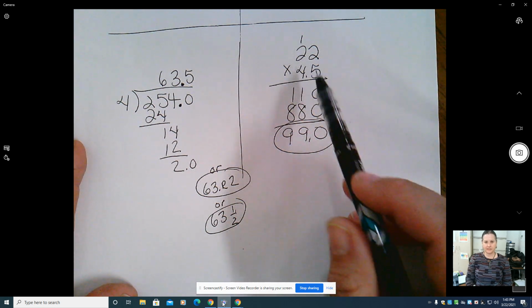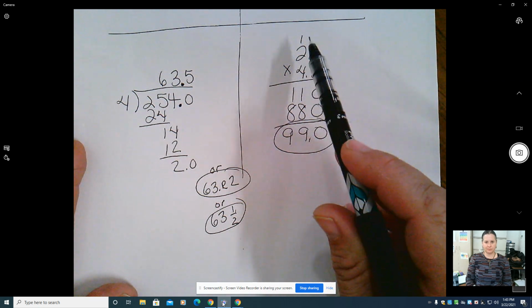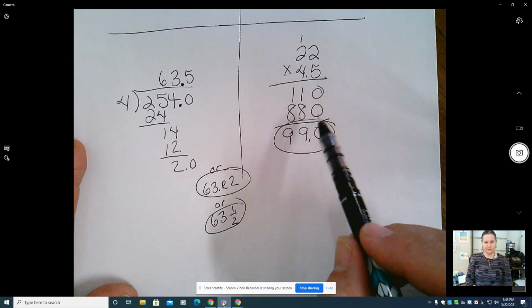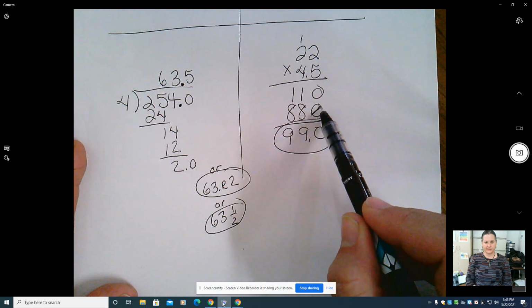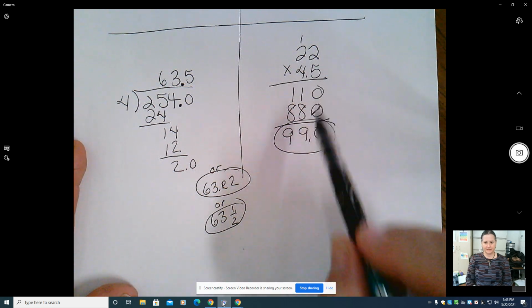And for this one, we're just going to multiply. 5 times 2 is 10. 5 times 2 is 10 plus 1 is 11. Put down our placeholder 0 right here. 4 times 2 is 8. 4 times 2 is 8. Adding those all together.